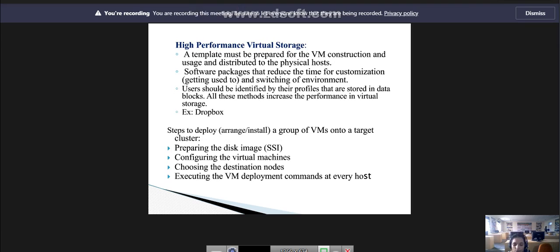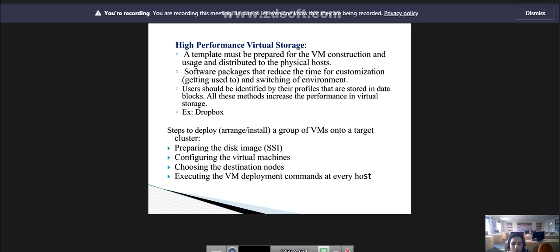So, there are 4 steps to deploy a group of virtual machines onto the target cluster. One is preparing the disk image, configuring the virtual machines, choosing the destination nodes, and executing the virtual machine deployment command on every host.